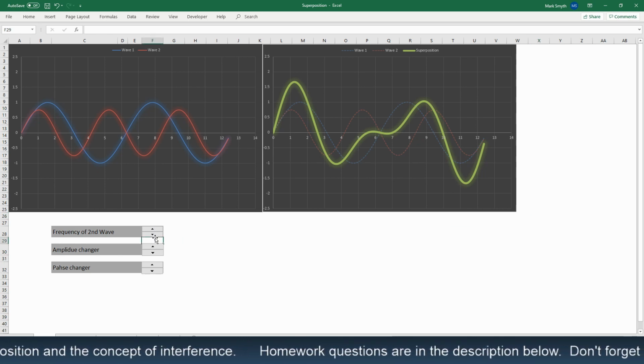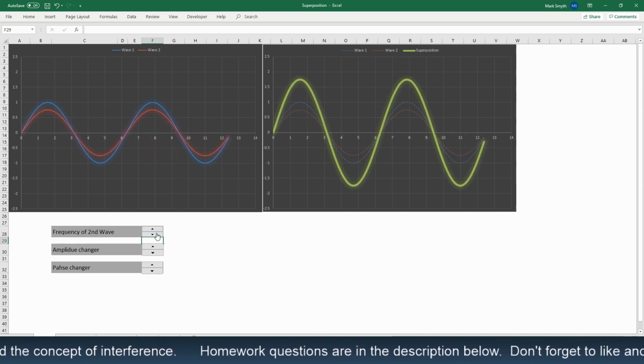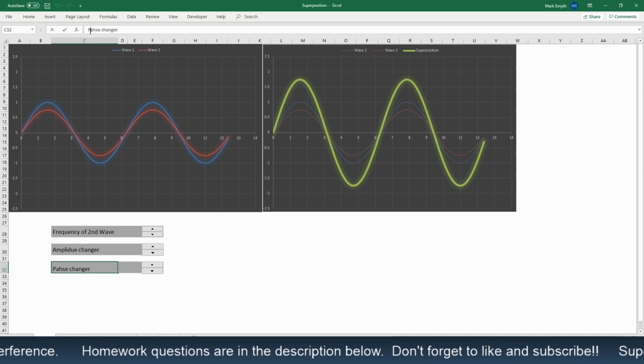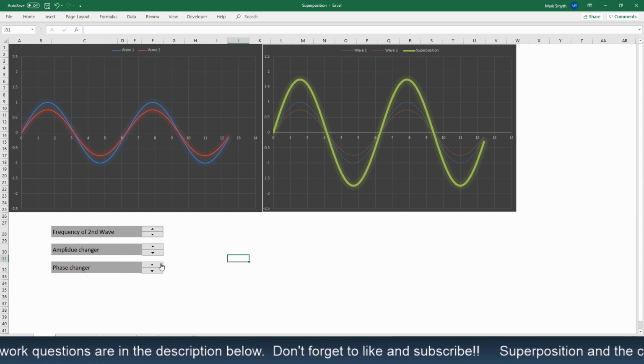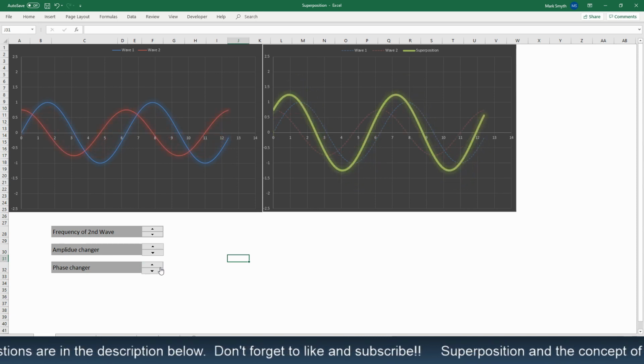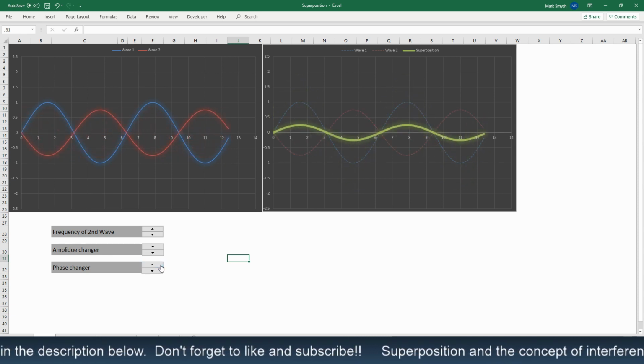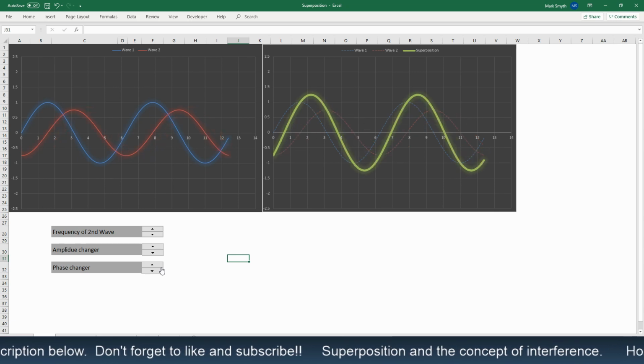Now, let's get ourselves back to a situation where we have similar frequencies again, and this time let's change the phase. If I could spell phase, that would help, so let's correct that spelling mistake. So let's change the phase of this object. What I'm doing in terms of phase is I'm just shifting the red wave, and you can see that it's moving along a little bit.